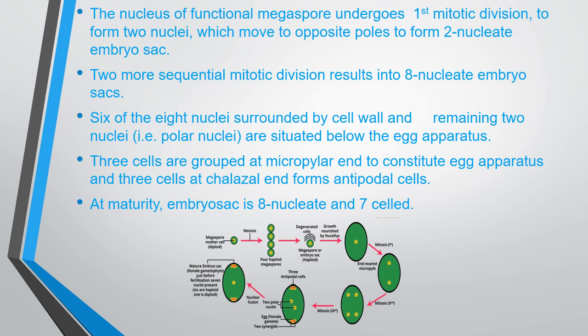Out of these, 6 of the 8 nuclei are surrounded by cell wall, and the remaining 2 nuclei, which are also called polar nuclei, are situated below the egg apparatus. 3 cells are grouped at the micropylar end to constitute the egg apparatus and 3 cells at the chalazal end form the antipodal cells. At maturity, the embryo sac is 8-nucleate and it is 7-celled.